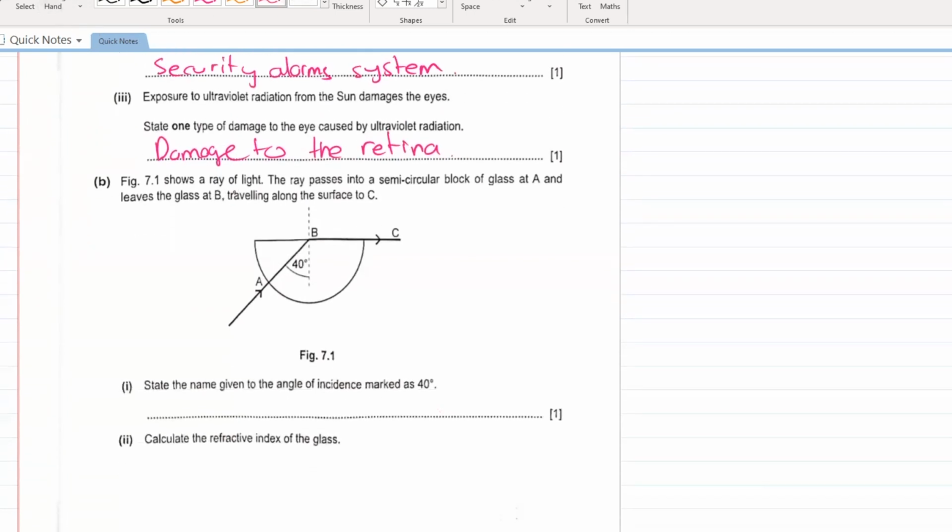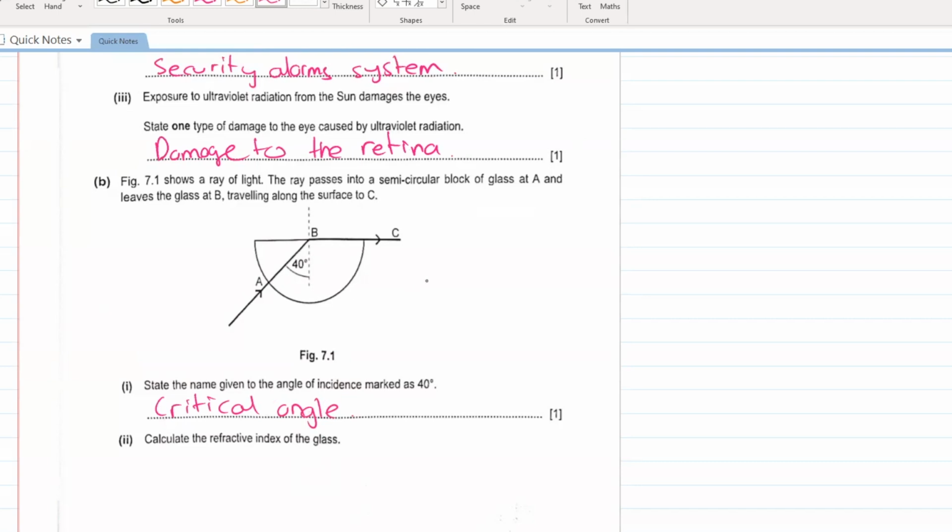Figure 7.1 shows a ray of light. The ray passes into a semicircular block of glass at A and leaves the glass at B, traveling along the surface to C. State the name given to the angle of incidence marked as 40 degrees. Critical angle.